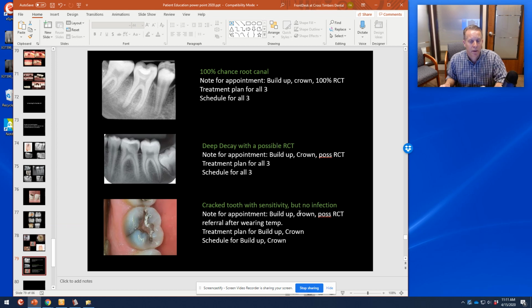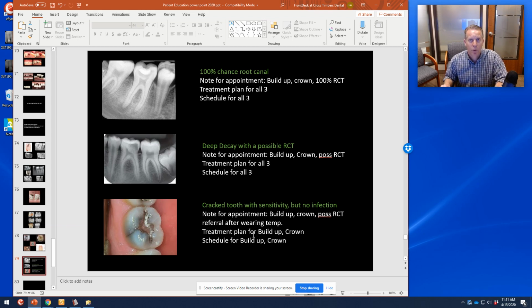This one, however, is a cracked tooth. They have sensitivity, bite stick sensitivity, or the patient has chewing sensitivity, but there's no infection on the x-ray. Okay. Note for the appointment book: buildup, crown, possible root canal referral after wearing the temp. I'm sorry, back up. Buildup, crown, possible root canal referral after wearing the temp. That would be the note in the appointment.